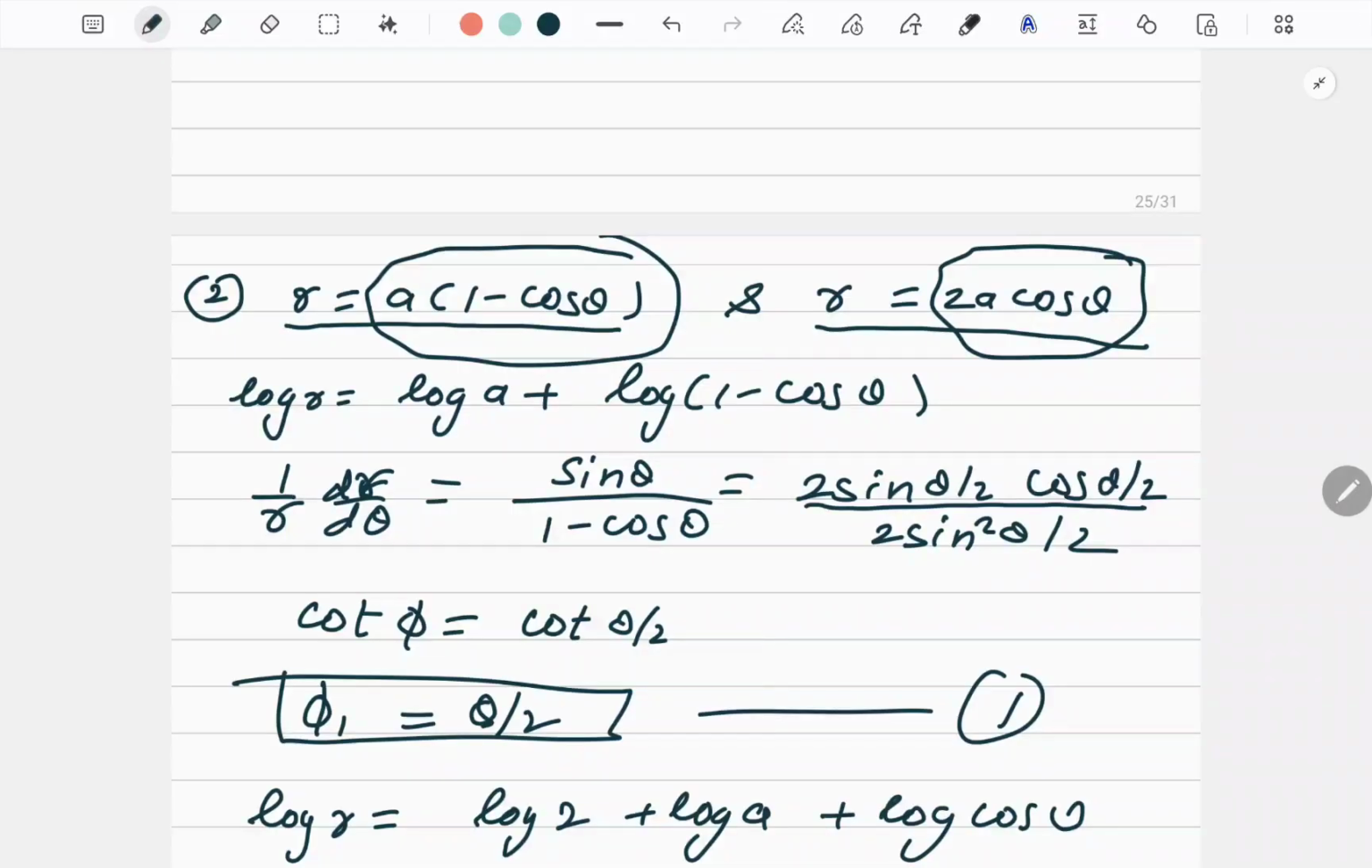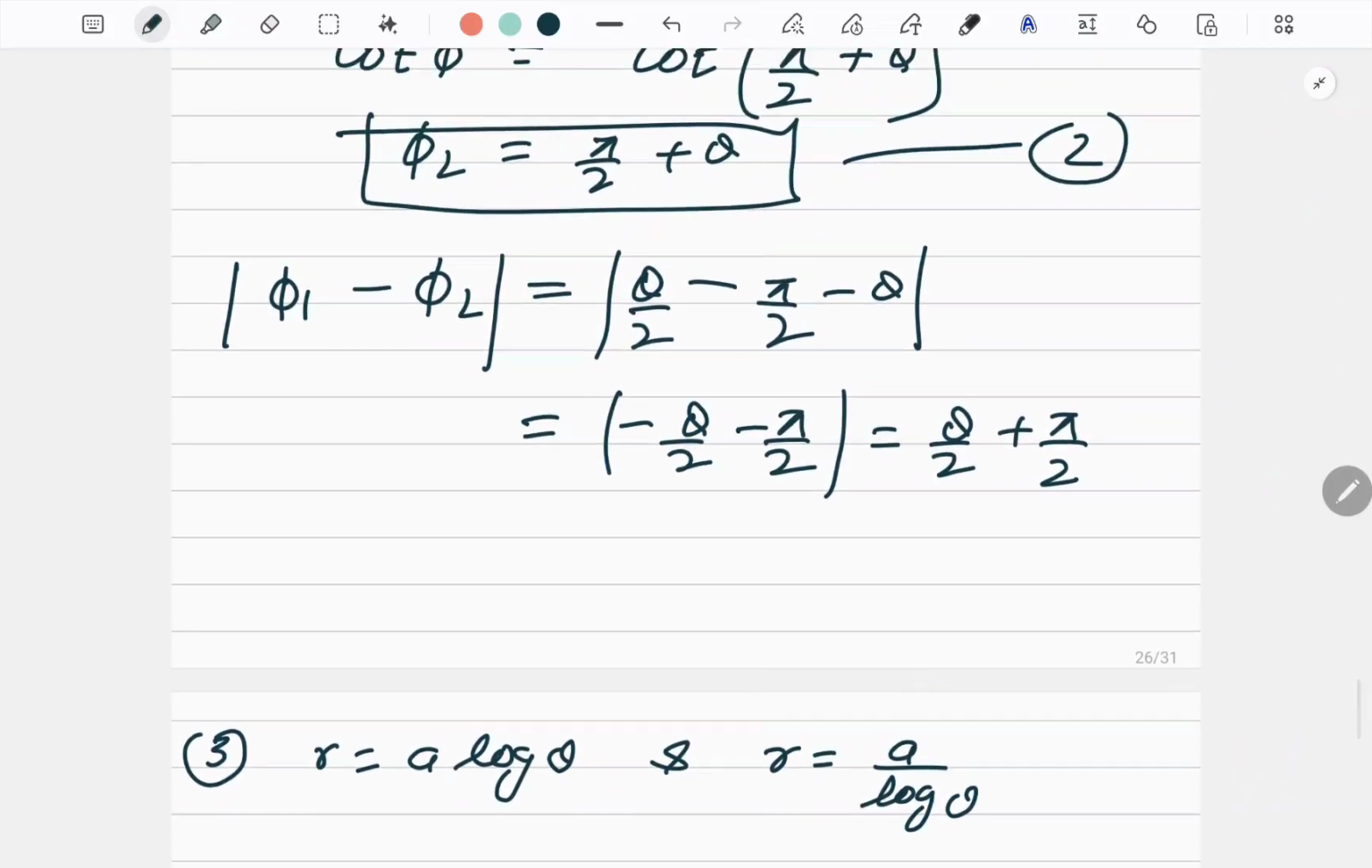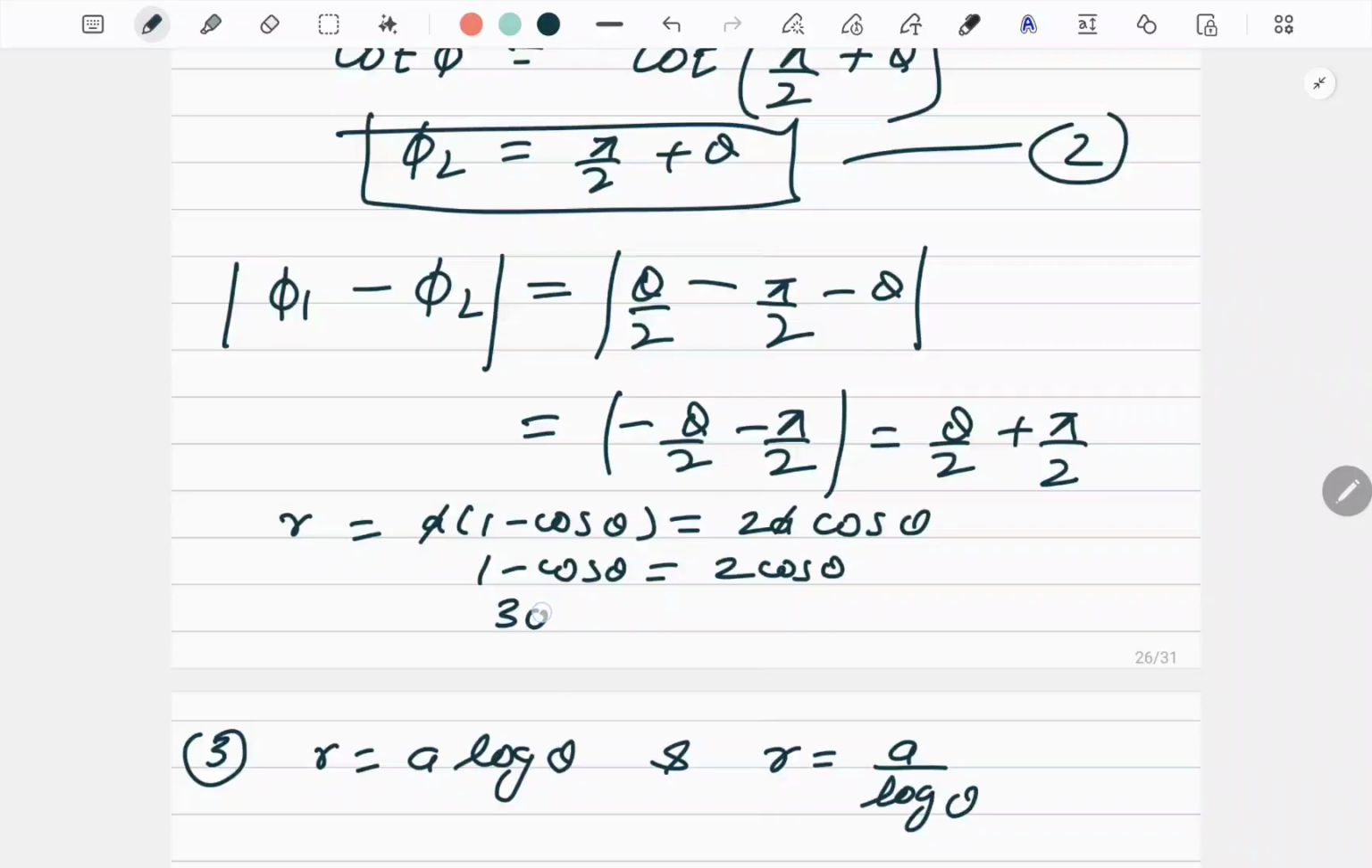So can I equate both the values of r? Yes, of course I can. So let us write r is equal to a times 1 minus cos theta is equal to 2a cos theta. Correct? Now, a and a got cancelled. So 1 minus cos theta is equal to 2 cos theta. So 3 cos theta is equal to 1. So what is the value of cos theta? Cos theta is equal to 1 by 3, which implies theta is equal to cos inverse 1 by 3.